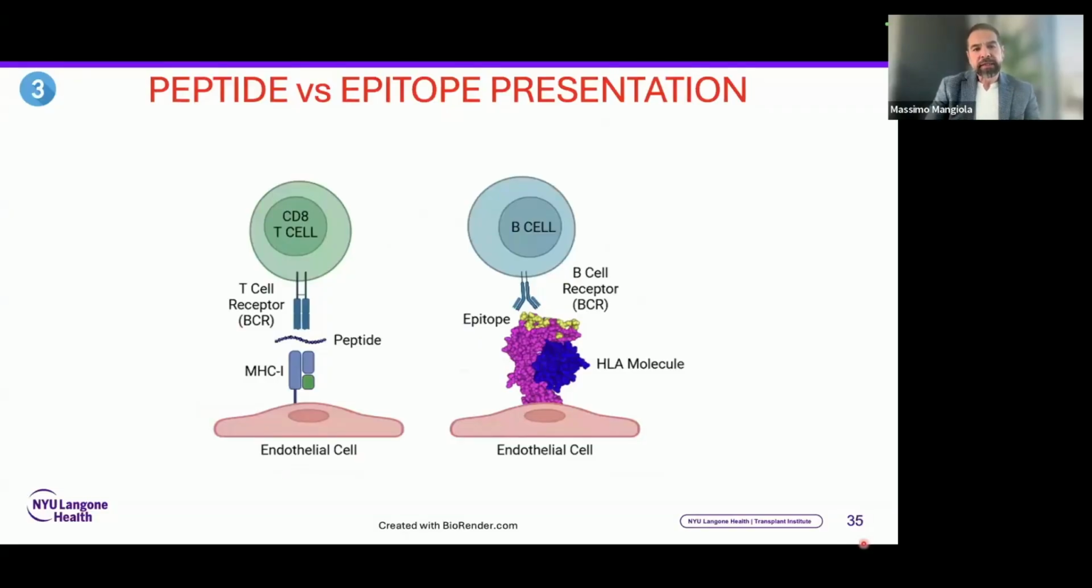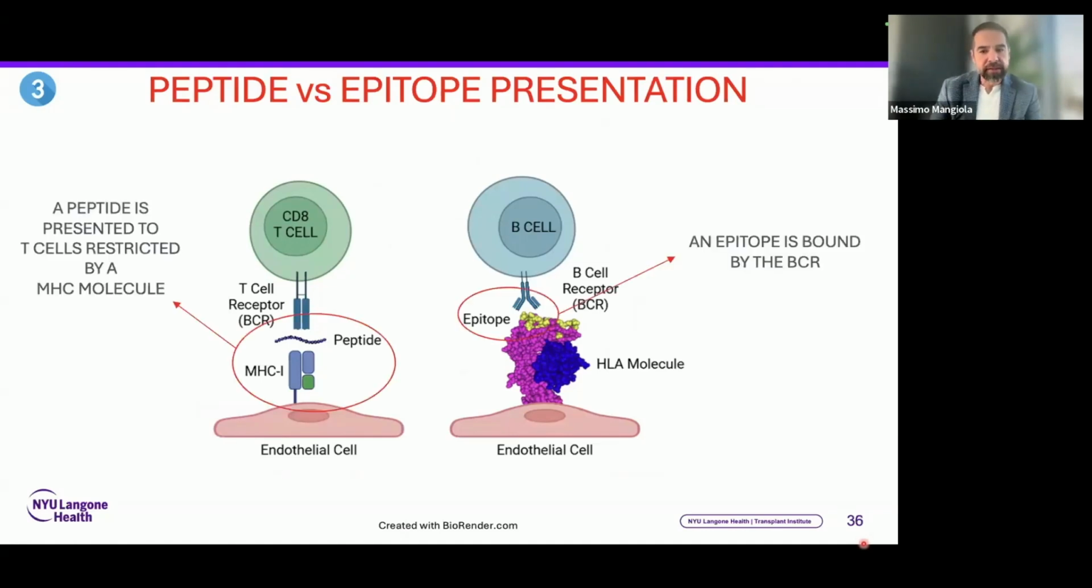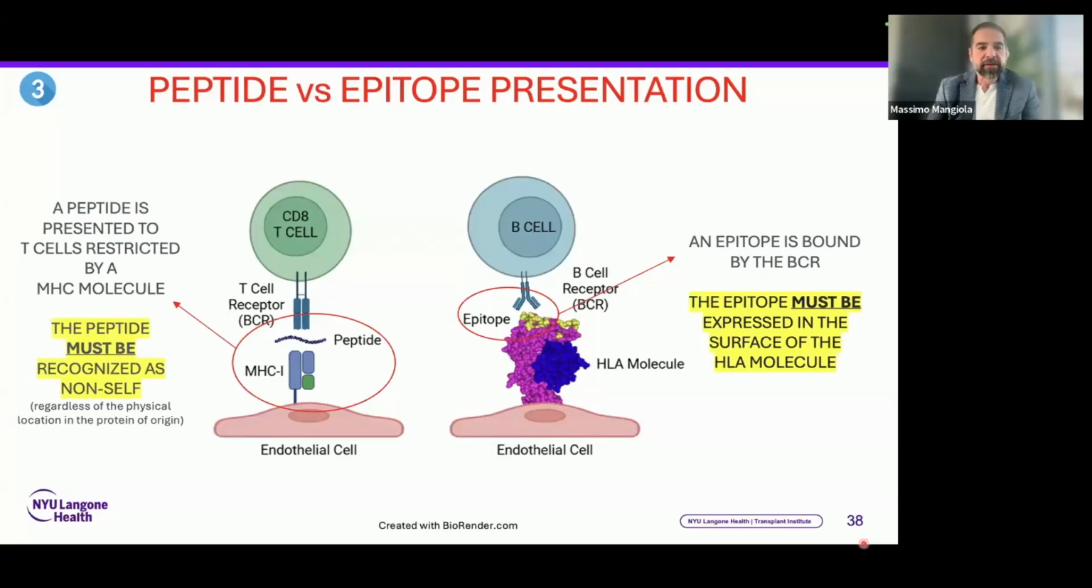The other point is that there is a difference between peptide and epitope presentation. The B cell, through the B cell receptor, binds an HLA antigen at the epitope level. The T cell recognizes a non-self peptide restricted to an MHC molecule. Now, it's obvious that the epitope must be expressed on the cell surface of the molecule. But the peptide must only be recognized as non-self, regardless of what its physical location was before the peptide was created.